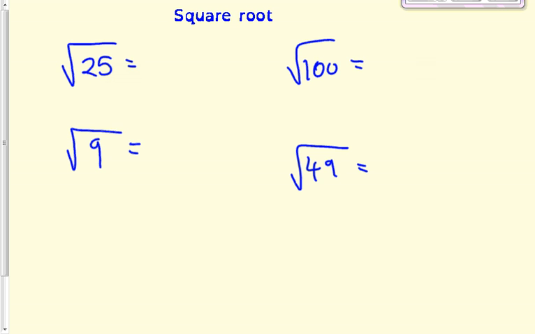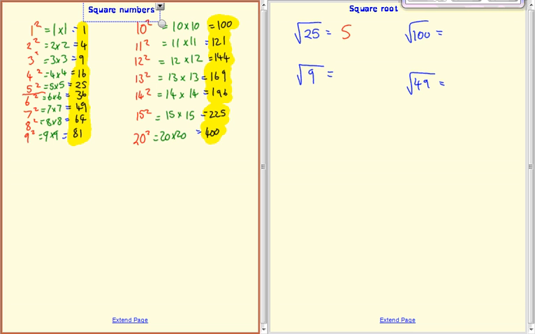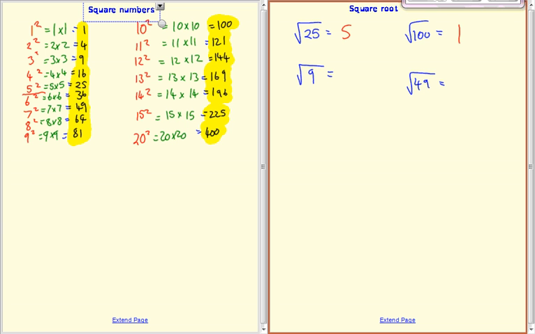Okay. Now square roots. Well, square roots is the inverse of squaring. Just like multiplying is the inverse of dividing and adding is the inverse of subtraction, square rooting is the inverse of squaring. So which number squared gave me 25? So the answer would be 5. If I look back at my previous question, 5 squared gave me 25, so square root of 25 is 5. 100, square root of 100 would be 10, because 10 squared is 100.